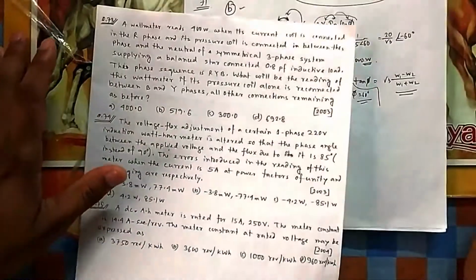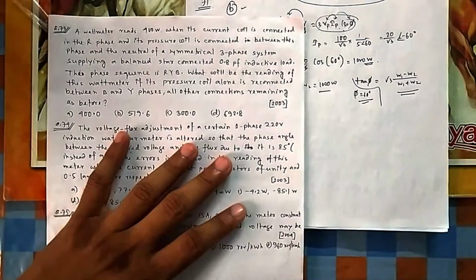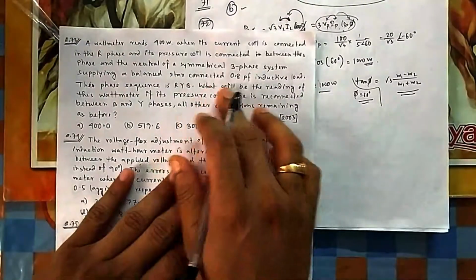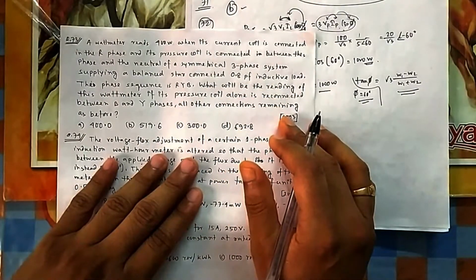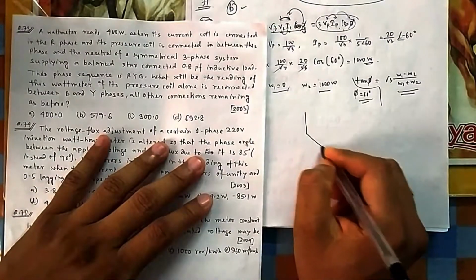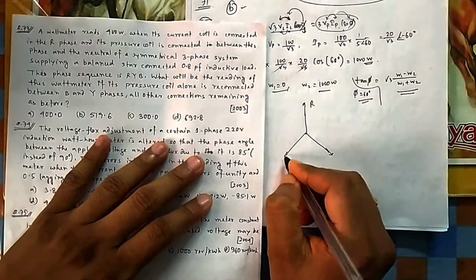So if you come to 73, the wattmeter reads this much when its current coil is connected in R phase and its pressure coil is connected between this phase and the neutral of a symmetrical 3-phase system supplying a balanced star connected load. The phase sequence is RYB. What will be the reading of this wattmeter if the pressure coil is reconnected between B and Y phase? So you draw this RYB phasor diagram. These are important because now connections are changing.